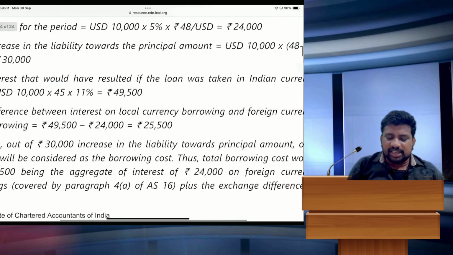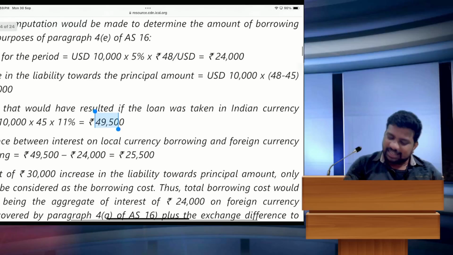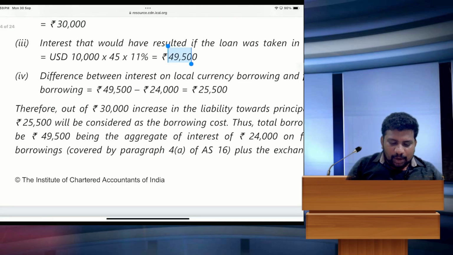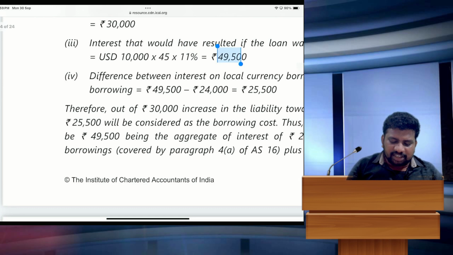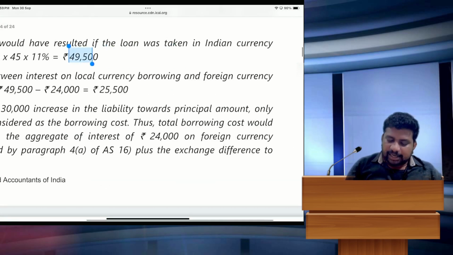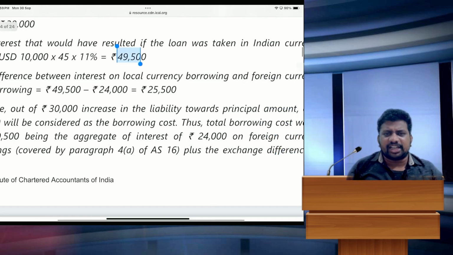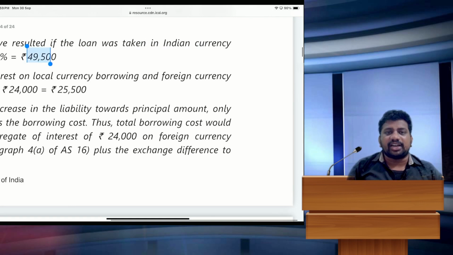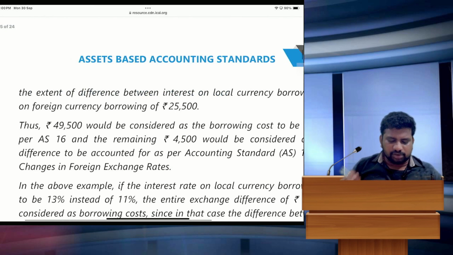Interest that would have resulted if the loan was taken in Indian currency is 49,500, foreign currency 24,000, savings 25,500. So 25,500 is called borrowing cost. The balance we call AS 11. Therefore, out of 30,000 increase in the liability towards principal amount, only 25,500 will be considered as borrowing cost. Thus, total borrowing cost would be 49,500, being the aggregate of normal interest 24,000 and foreign currency fluctuation to the extent of 25,500. What about the balance? The balance would be given treatment as per AS 11, that is 4,500.